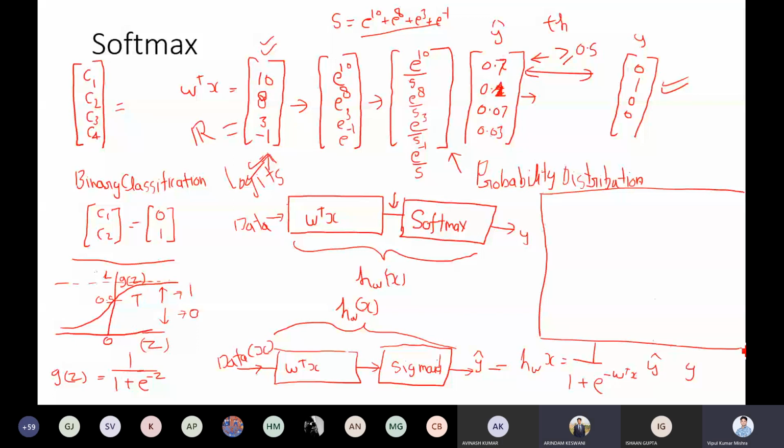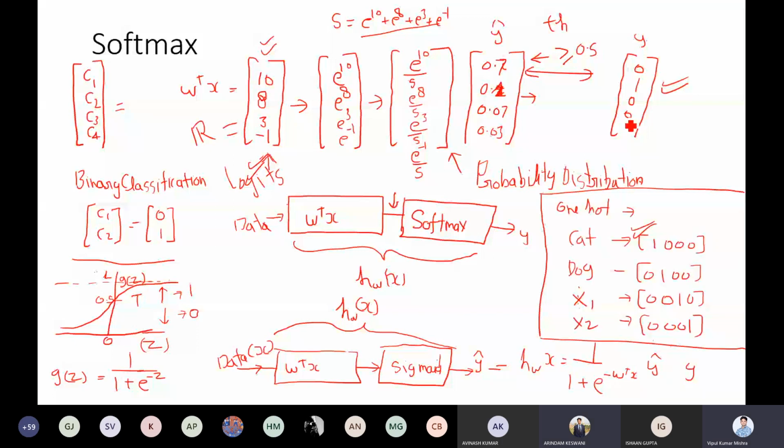Y means y, no, it includes all the classes. So it is related to all the classes. As I told you, it's an assumption that at a time only one class will be there. We are not saying that multiple classes can be there at a time. No, only one class will be there. Right.